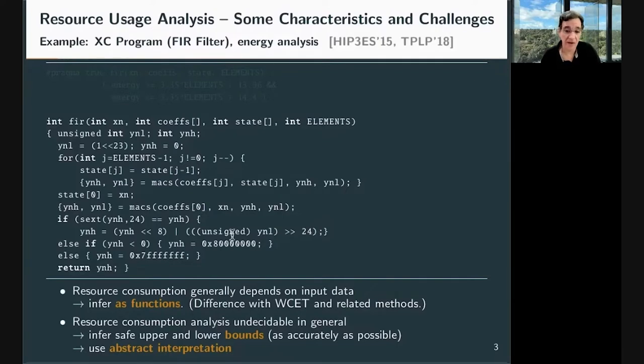And of course, we prefer safe approximations. So our objective is going to be to infer upper and lower bounds and to do that as accurately as possible. So what is the solution for that? We will use abstract interpretation, of course.